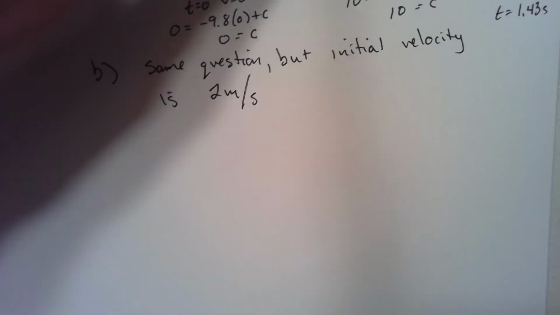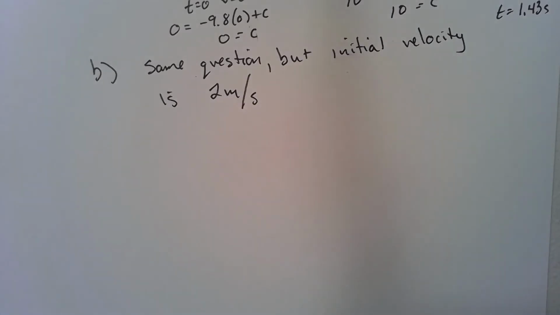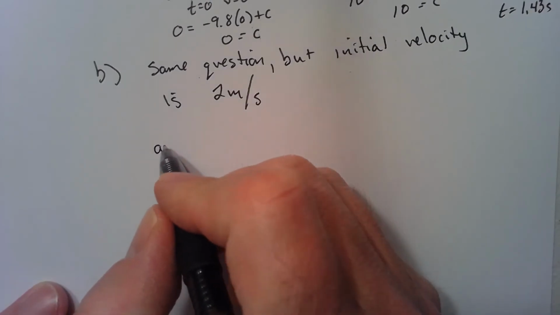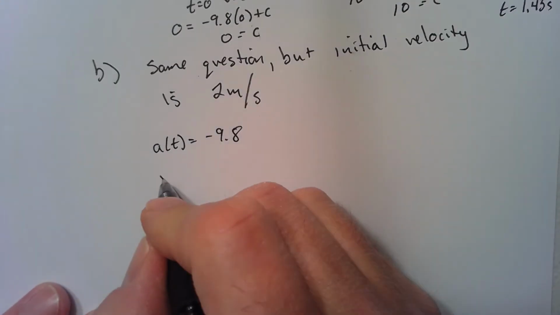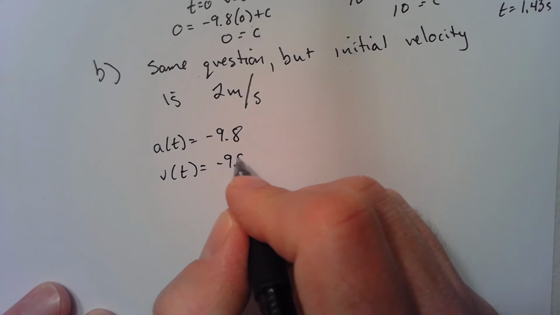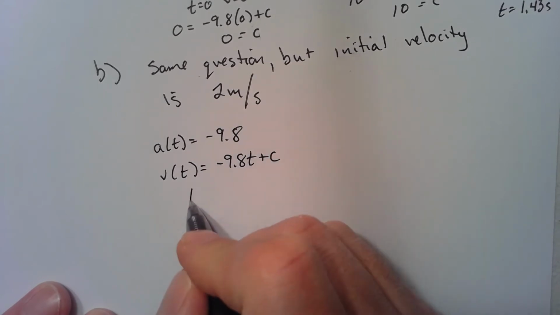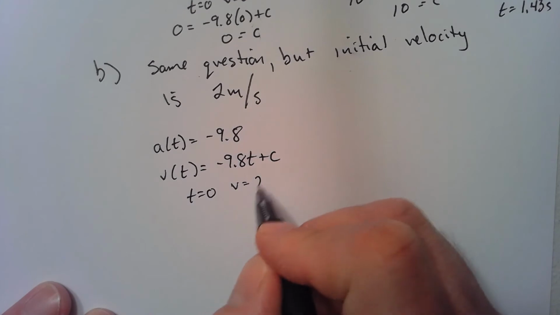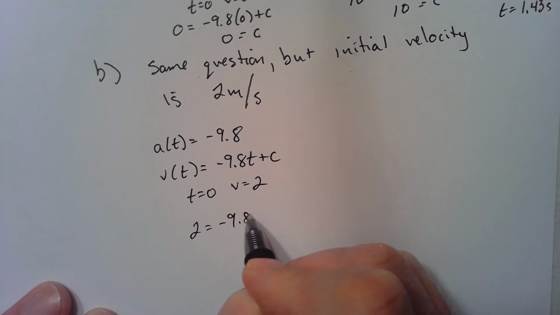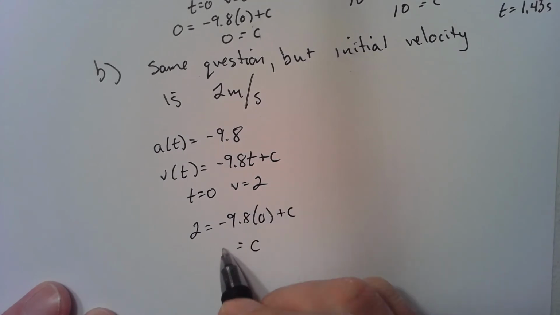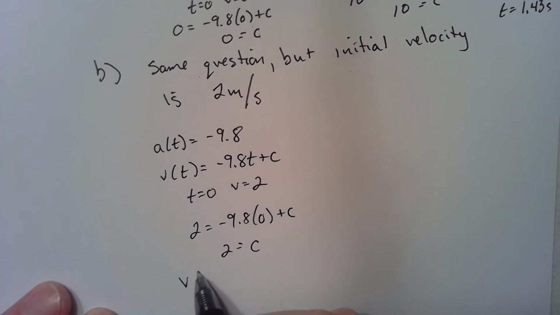And luckily I have a lot more room to work on. Alright, so acceleration is the same. Gravity is not changing a whole lot. So V is negative 9.8 t plus c, and we know when time is 0, our velocity is 2. That's given to us. So 2 equals negative 9.8 times 0 plus c, so c equals 2. So our velocity equation is negative 9.8 t plus 2.